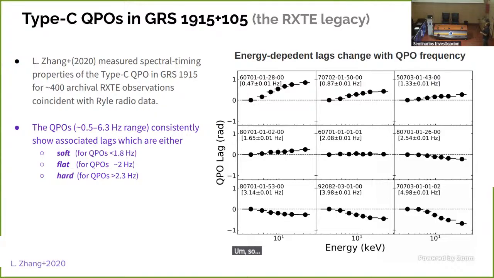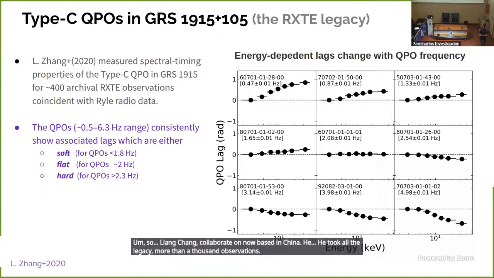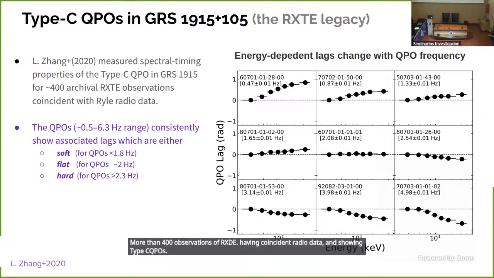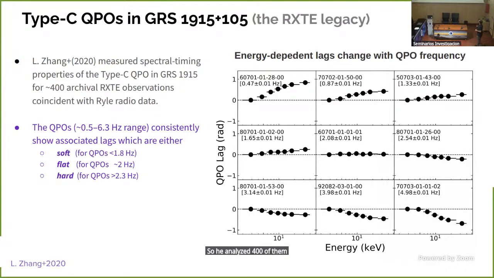So Liang Shang, a collaborator now based in China, took all the legacy observations, more than 1,000 observations of 1915, looking for QPOs in the source. He found that there were more than 400 observations of RXTE having coincident radio data and showing type C QPOs. He analyzed the 400 of them, a lot of work, and essentially found the interesting result, which is that the lags can be either hard, flat, or soft, depending on the QPO frequency.